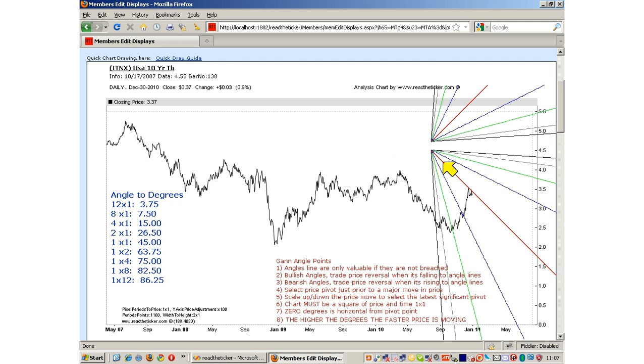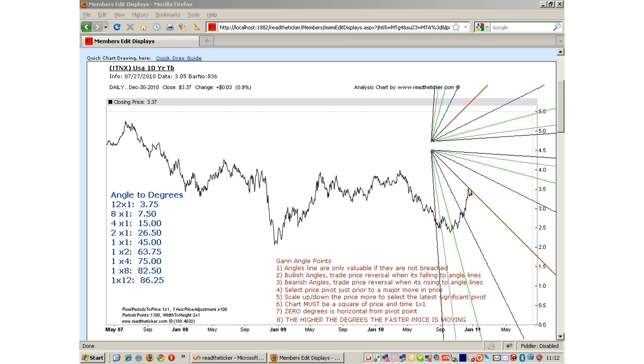Also, another interesting point is that, as I said, the 0 degrees is along here, and the 86 is up here. The higher the degree, the quicker price is moving. So in these corridors of Gann angles, the price is moving very quickly.